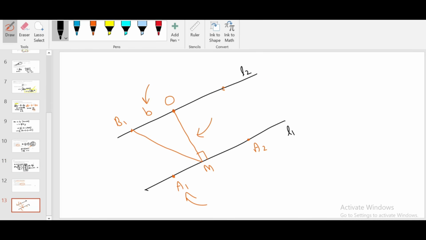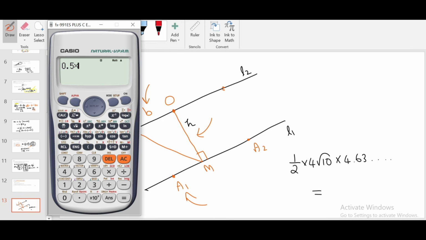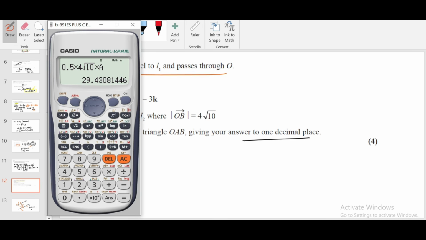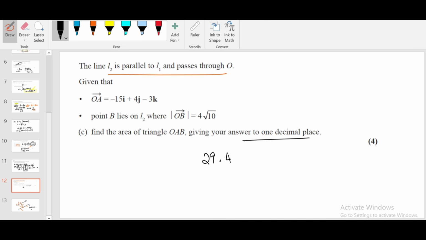So back to the figure, we got the length OM already, that's the height, and we know the OB vector, which is given here, 4 root 10. So the area is going to be half times base times the height we just calculated. So it's going to be half times 4 root 10 times A. That gives 29.43, etc. They want you to round it to one decimal place, so the answer is going to be 29.4 square units. That's all.